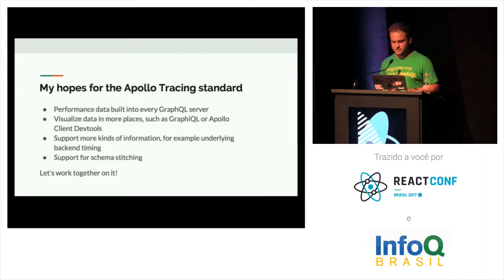And there's a lot of other things you could do. For example, supporting timing from the underlying backends and databases, or supporting schema stitching so you can connect performance data from multiple GraphQL APIs together into your API gateway.